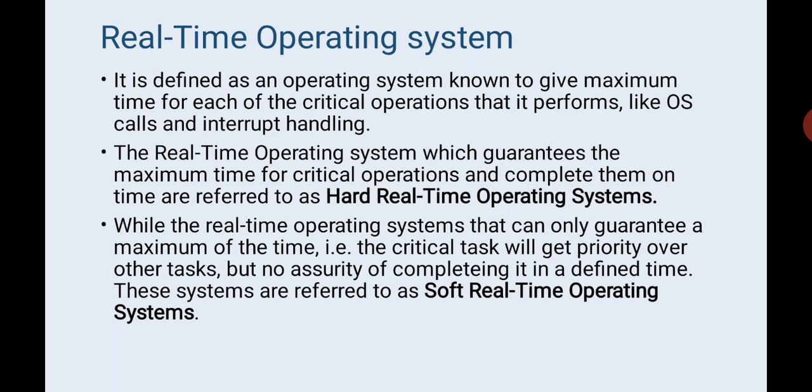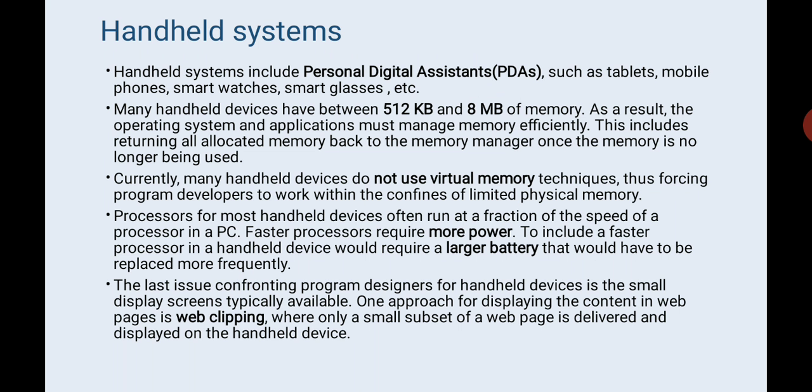Soft real-time systems are those wherein we can give a little relaxation of time, for tasks that are not so critical. Like suppose I have a meeting scheduled and I have to do something. It does not have a very high value or very high priority. So this comes into soft real-time operating system.